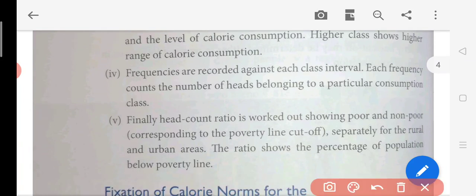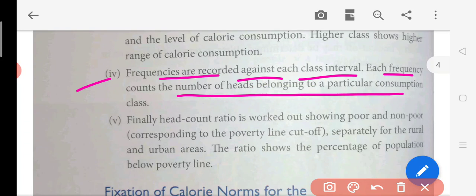Now, the fourth point, on the basis of which they're calculating: frequencies are recorded against each class interval, like in statistics. Means what they're telling here is each frequency counts the number of people in the particular consumption class. In statistics, they'll have data in terms of class intervals, like we have learned in mean, median, mode. So there'll be class intervals, like 0 to 100, 100 to 200, and the number of frequencies will be counted, that is, how many people are doing consumption within that range. Upon that they will decide who is poor and who is not poor.